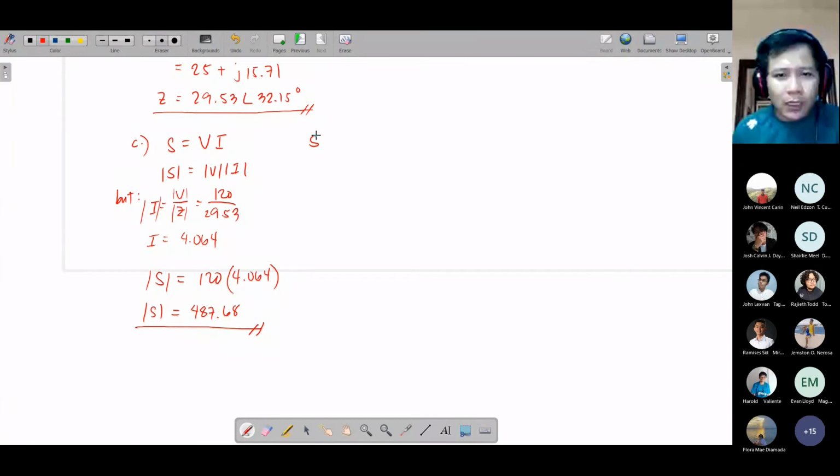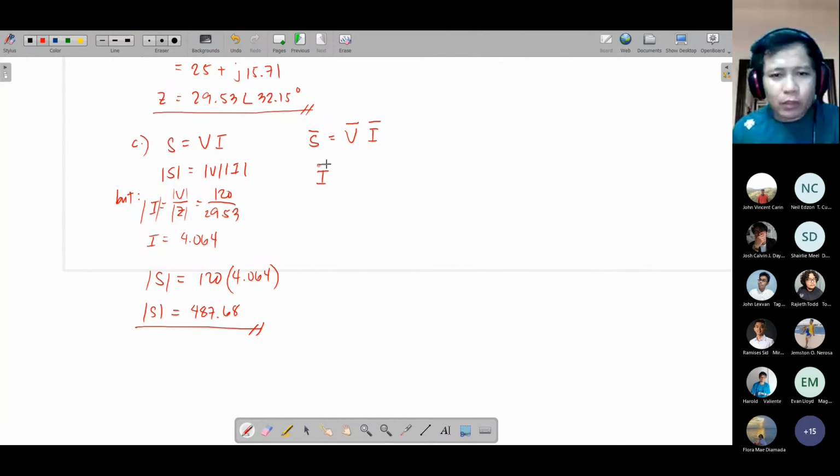But what if I need the vector quantity of the apparent power S? Of course, you need the vector quantity of the voltage and the vector quantity of current. Take note, we need to solve for current.